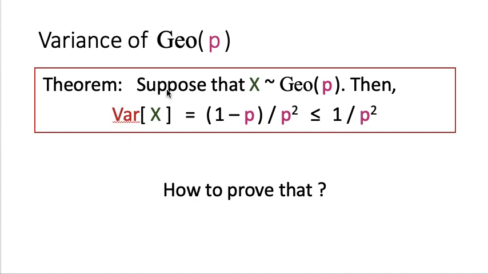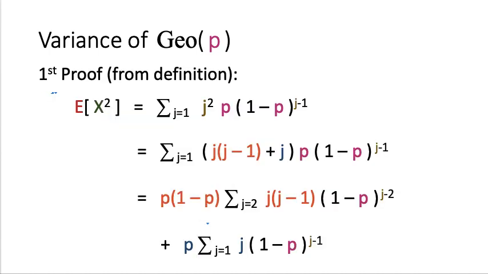So let's try to prove why the variance is equal to the number as we claimed. We are going to use two different proofs for this one. The first proof is from the definition. Again, we are going to compute the expected value of X squared first, and later deduct from it the square of the expected value of X.